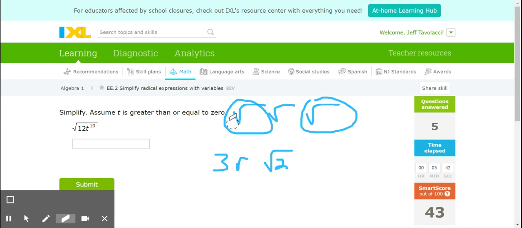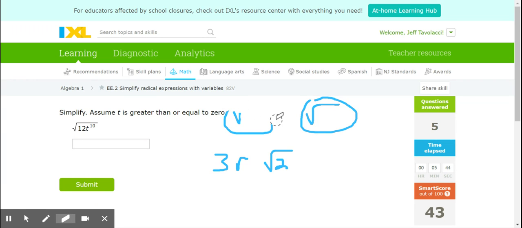Still no odd exponents, but you will eventually have to deal with them.